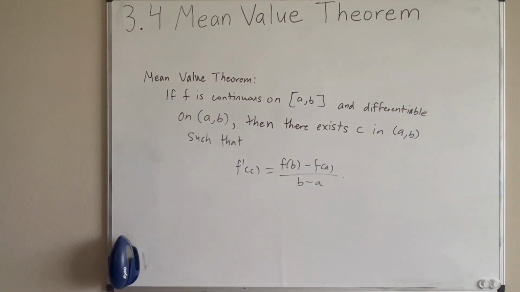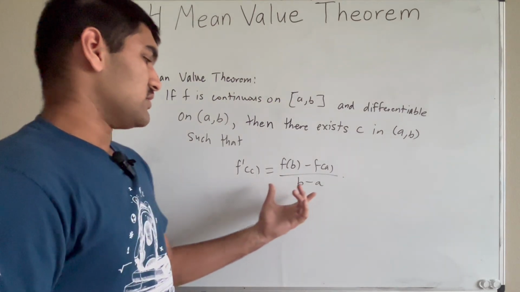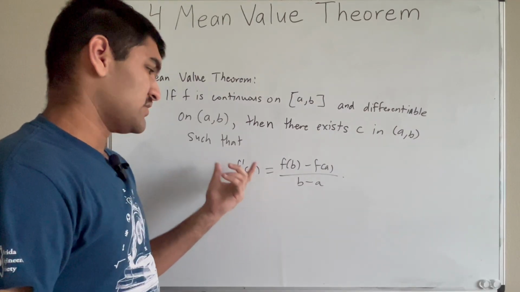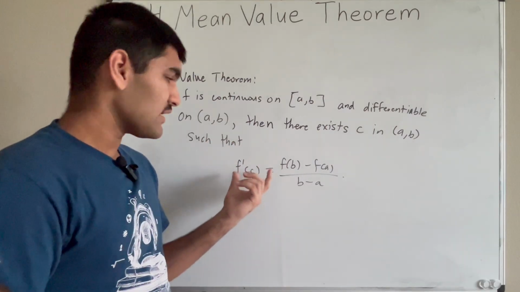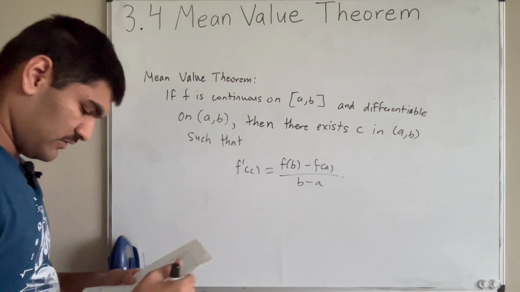All right. So this is a very powerful theorem because it guarantees that there exists a point c such that the slope of the tangent line at c is equal to the slope of the secant line. Okay, that's basically what this theorem is saying.